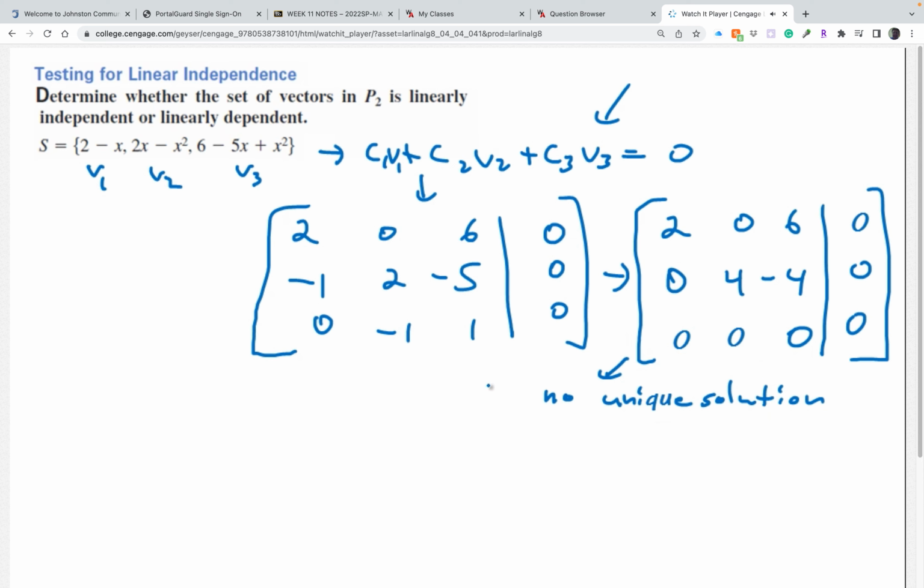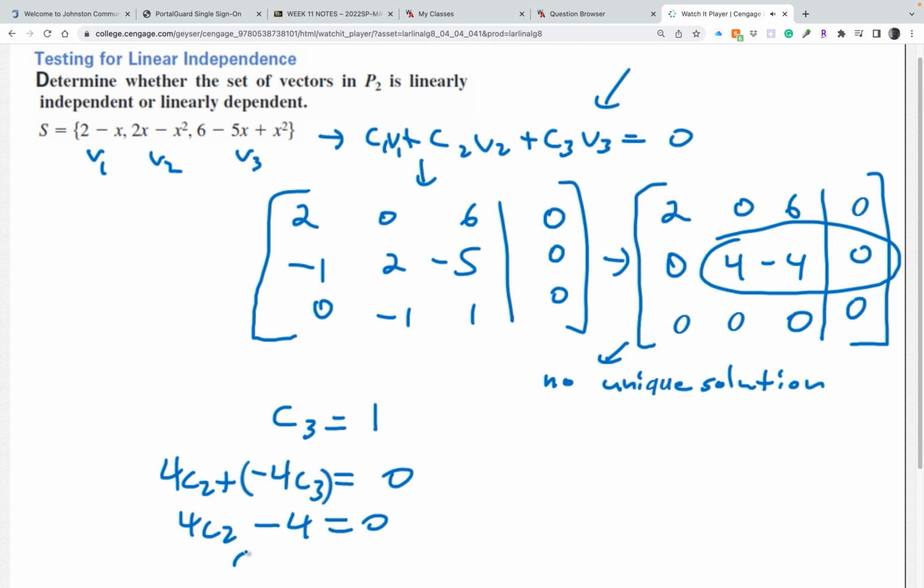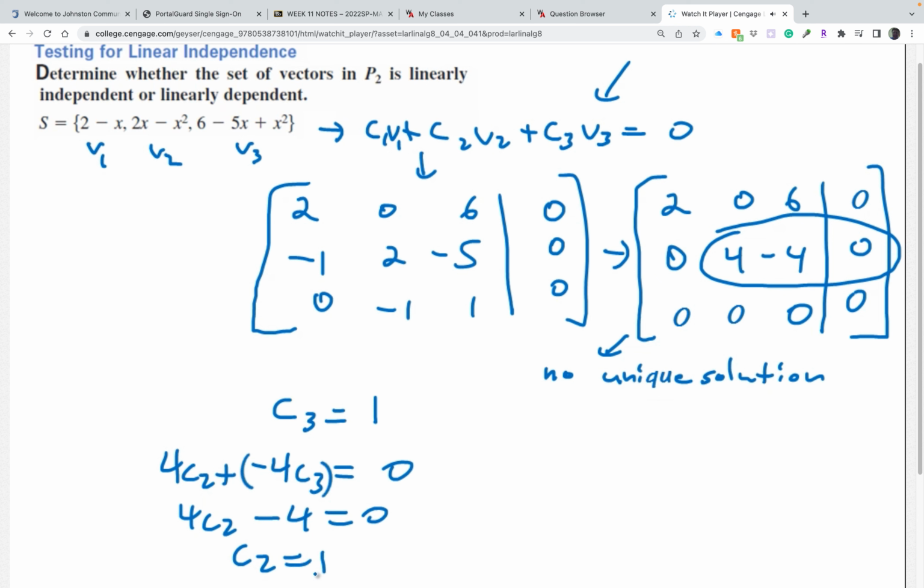But here, let's suppose we say that C sub 3 is equal to 1. Well, if C sub 3 is equal to 1, then we can plug it into this equation here, 4C sub 2 plus negative 4C sub 3 equal to 0. And we'll get 4C sub 2 minus 4 equal to 0. And that will tell us that C sub 2 is equal to 1.